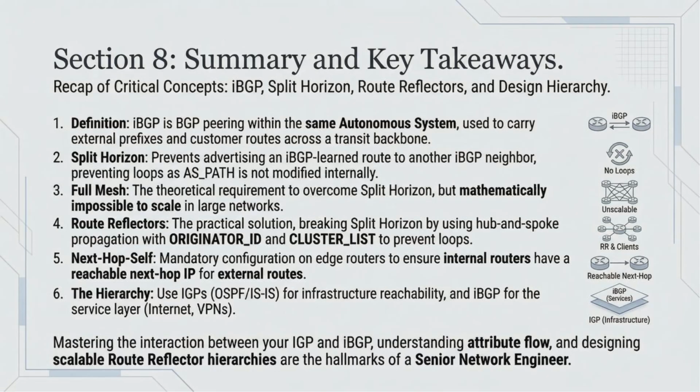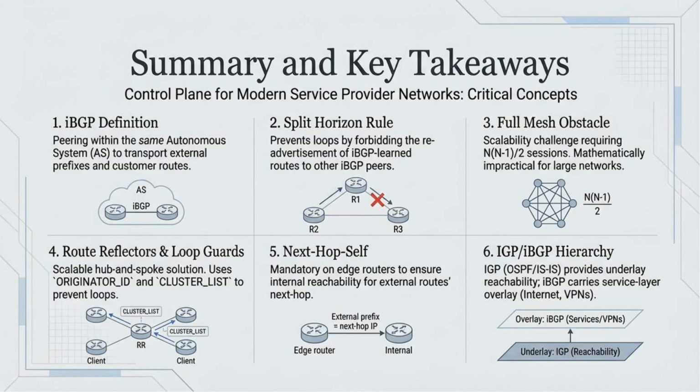5. Route reflectors. The practical solution. They break the split horizon rule to allow a hub and spoke propagation of routes, using originator_ID and cluster_list to prevent loops. 6. Next hop self. The mandatory configuration on edge routers to ensure that internal routers have a reachable next hop IP for external routes.